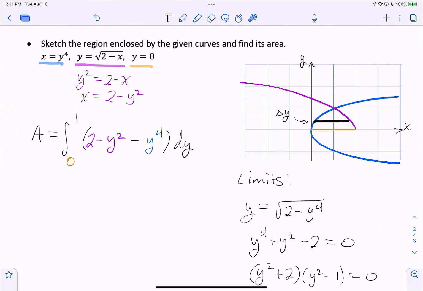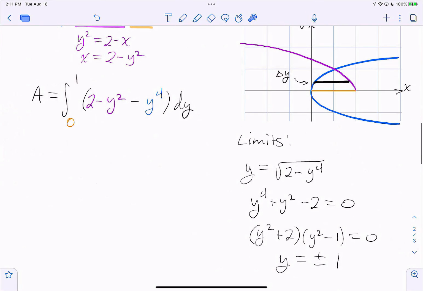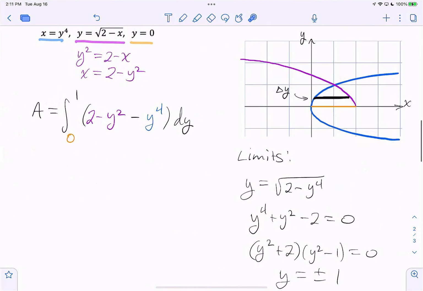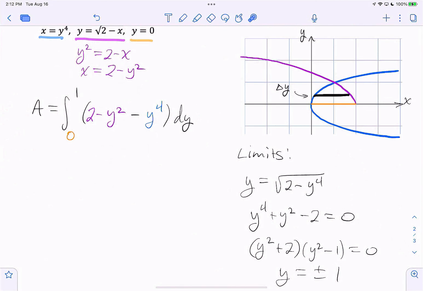So I took this equation, y equals the square root of 2 minus x, and substituted y to the fourth in place of x, and found that y was equal to plus or minus 1. Of course, y squared plus 2 gives me no real solution. And we can see in our picture that we're looking where y is positive. So my limits of integration go from 0 to 1.